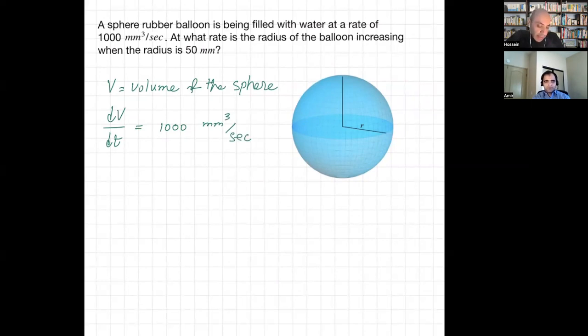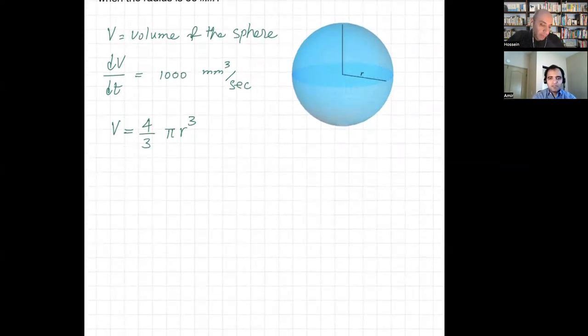That's correct. And also we know that the volume of the sphere is 4/3 pi r cubed, where r is the radius of the sphere. That's the famous formula for the volume of a sphere. Right. And then the change of volume over time, dV over dt, is the derivative of this equation. So dV over dt is equal to 4/3 pi, and the only variable is r, which is changing with respect to time.